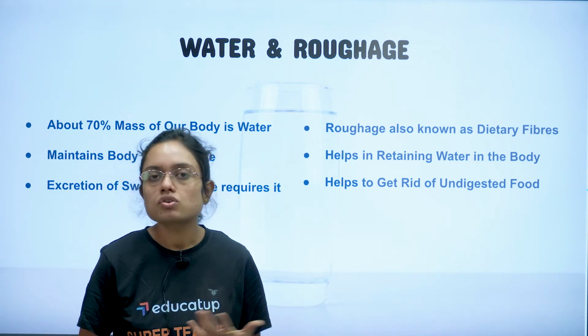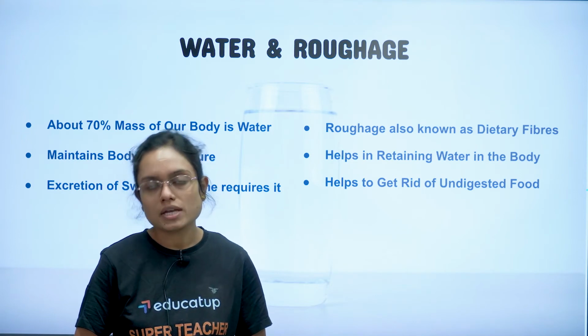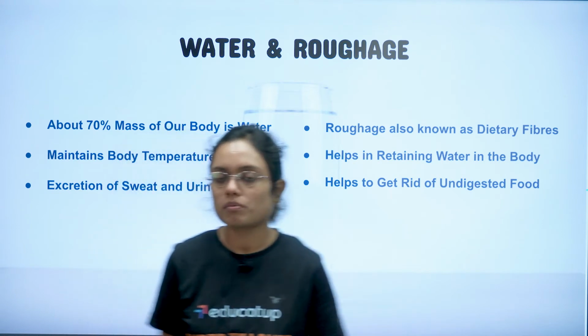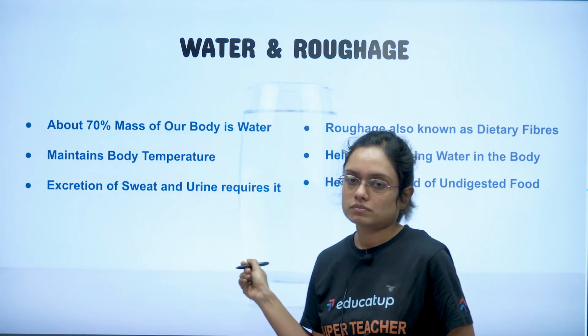You can have good sources of roughage like spinach, cabbage. So always eat them in your salad or in the vegetable form. Now let's move ahead.